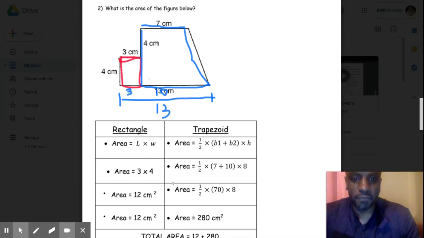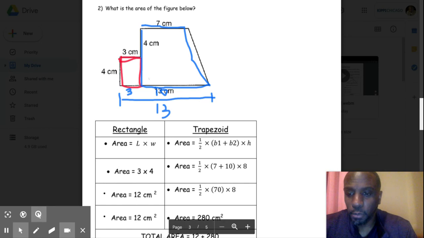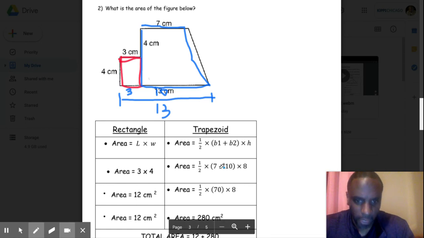Here we go. If you have seen it, I hope you've seen it. If you saw it first, let me know. I want you to type it to me into the thing right here. 7 plus 10 is 17. Okay. So this should be 1/2 times 17, times 8. 1/2 times 17 is this, okay?